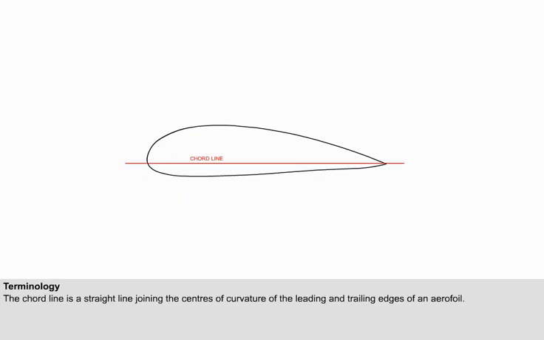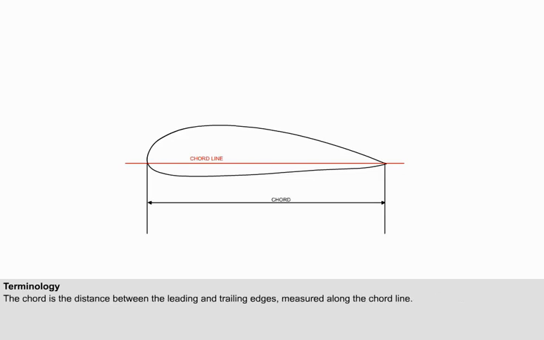Having introduced the basic characteristics of the airflow around an aerofoil, we shall now look at the terminology and definitions associated with aerofoils. The chord line is a straight line joining the centers of curvature of the leading and trailing edges of an aerofoil. The chord is the distance between the leading and trailing edges, measured along the chord line.